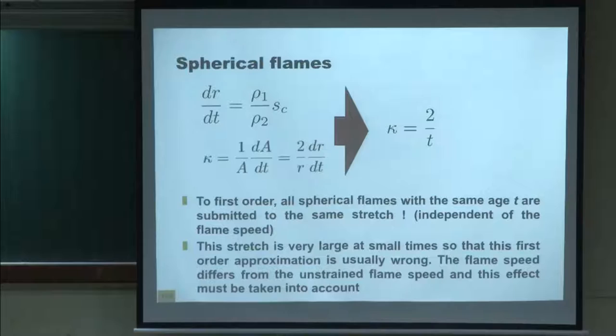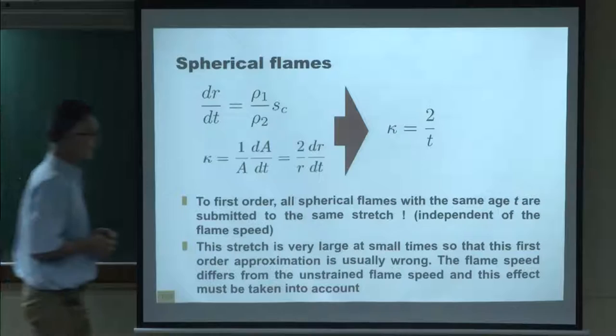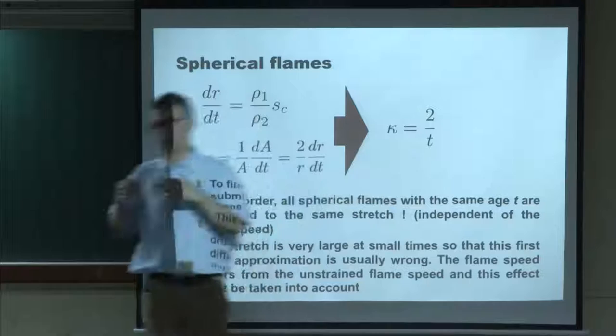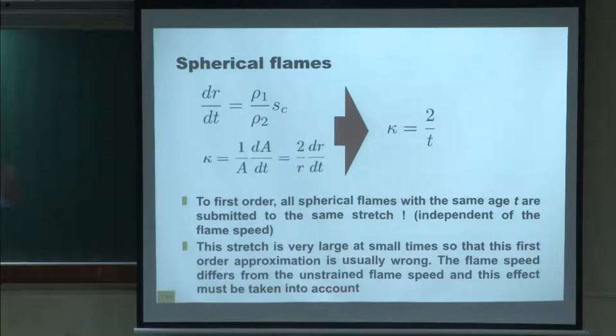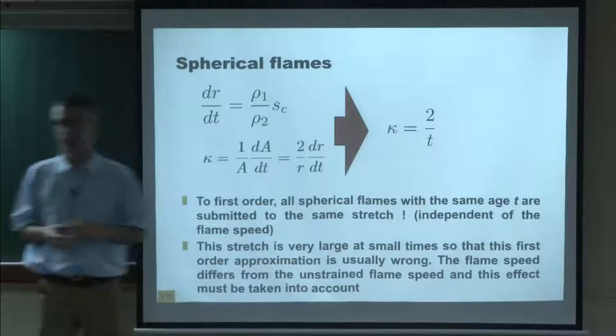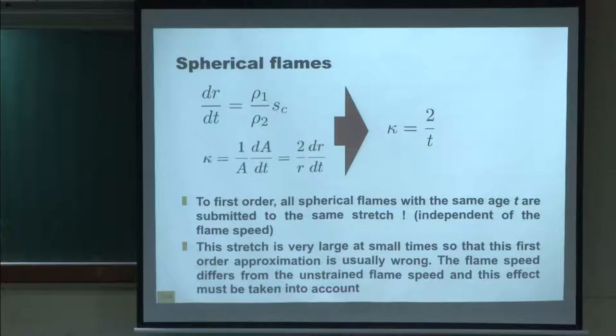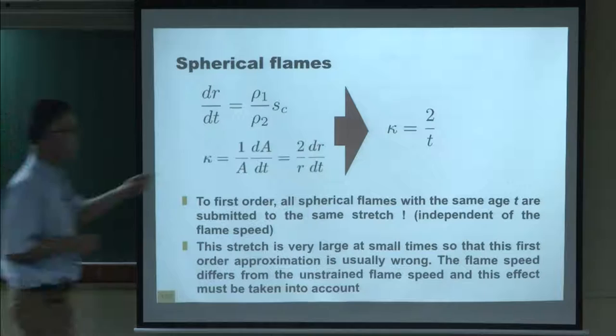That's a nice result in some sense. But it's also telling you something: a spherical flame is infinitely stretched when it begins. When it's very small, every second its surface is going so fast that its stretch is very large. And that's one of the problems we have with the spherical flame: because it is stretched so strongly when it begins, it will affect its flame speed. And so it will change SC. And then things will get complicated.